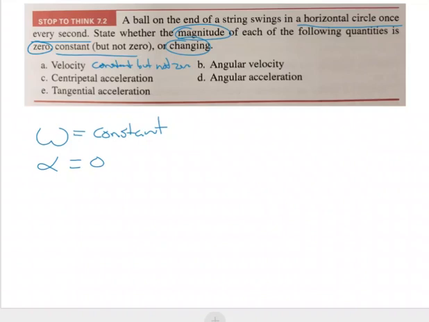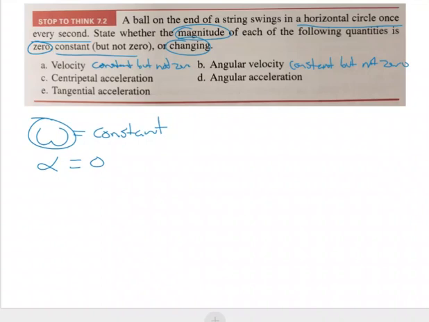Now, B, the angular velocity would be constant, but not zero. Okay, angular velocity, constant, but not zero. And that's because the angular acceleration is zero. Angular velocity is that guy. Okay, so it's not zero. The thing is moving around a circle.